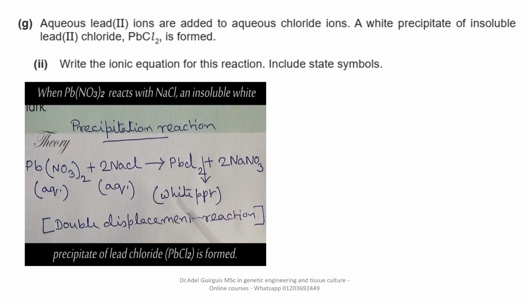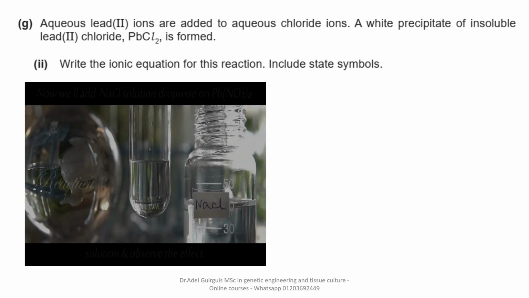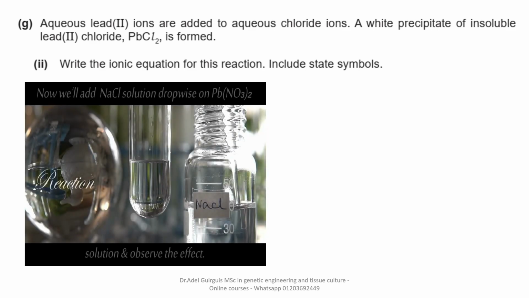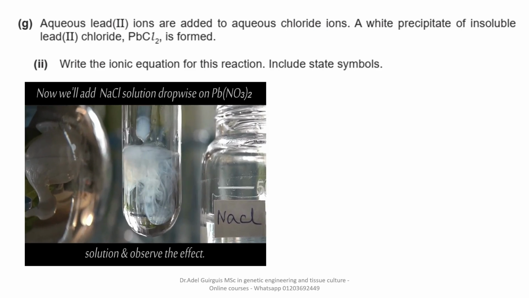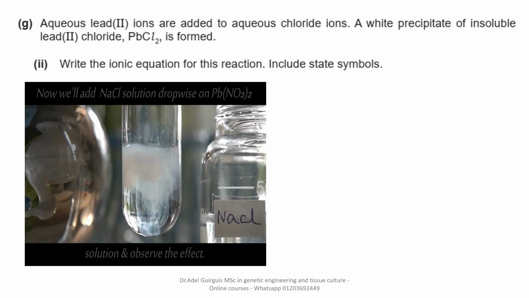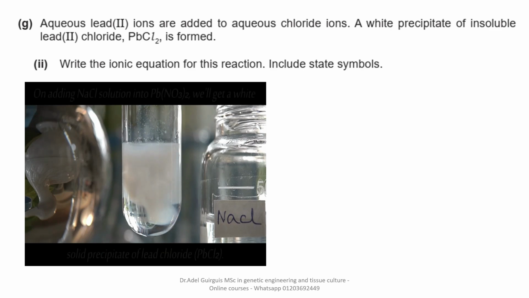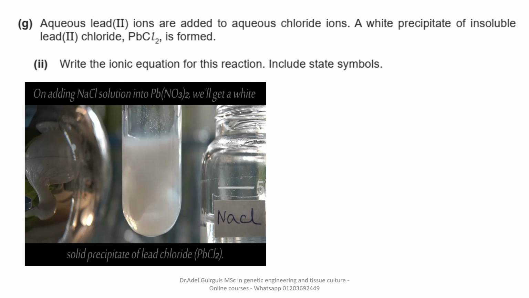Okay, this is called a double displacement reaction or precipitation reaction. NaCl solution by dropper or pipette, 1 drop. This is an insoluble white precipitate of PbCl2. Now look at the equation. Pb(NO3)2 in aqueous form plus 2 NaCl reacts to give 2 NaNO3 plus PbCl2 as solid.